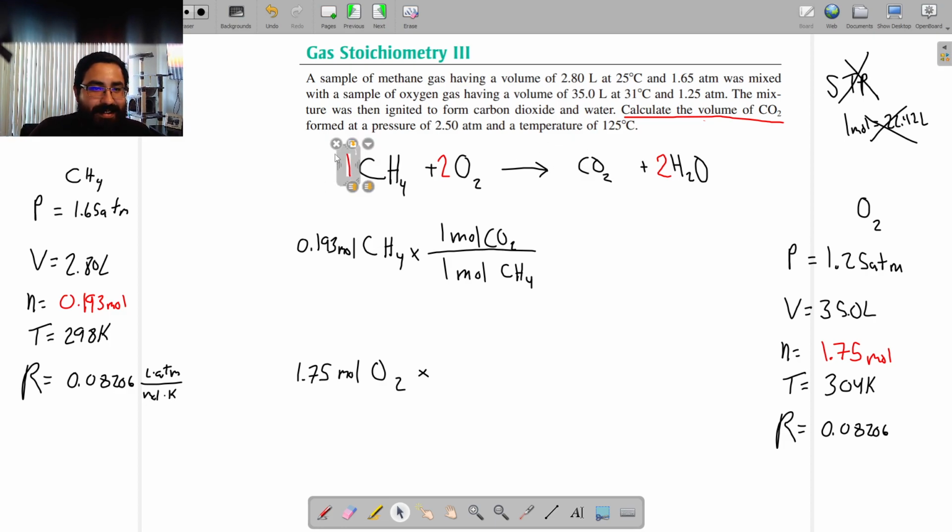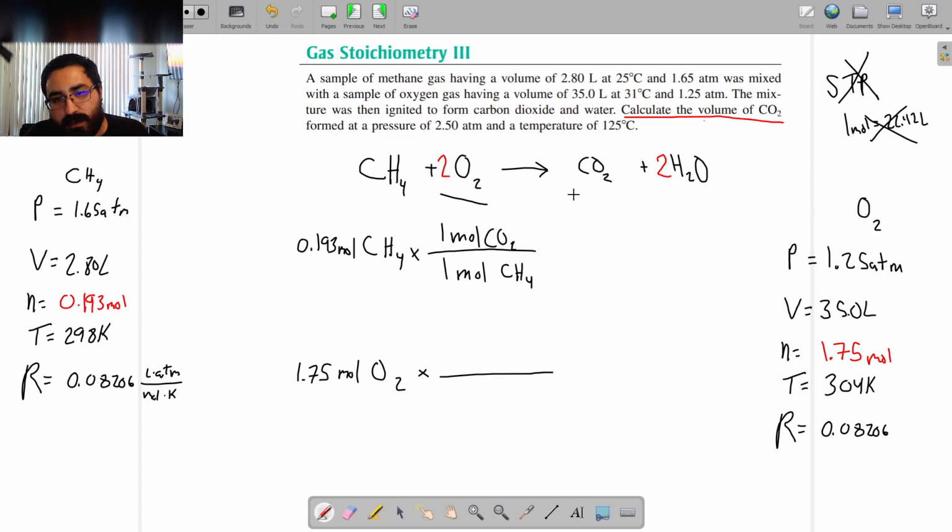All right. And we got to do the same conversion over here, right? We got moles of O2, but now for every 2 moles of O2, we make 1 mole of CO2. So we still write 1 mole of CO2 on the top, but underneath we put 2 moles of O2. Multiply by the top, divide by the bottom. I'll do the top calculation. You guys do the bottom one.